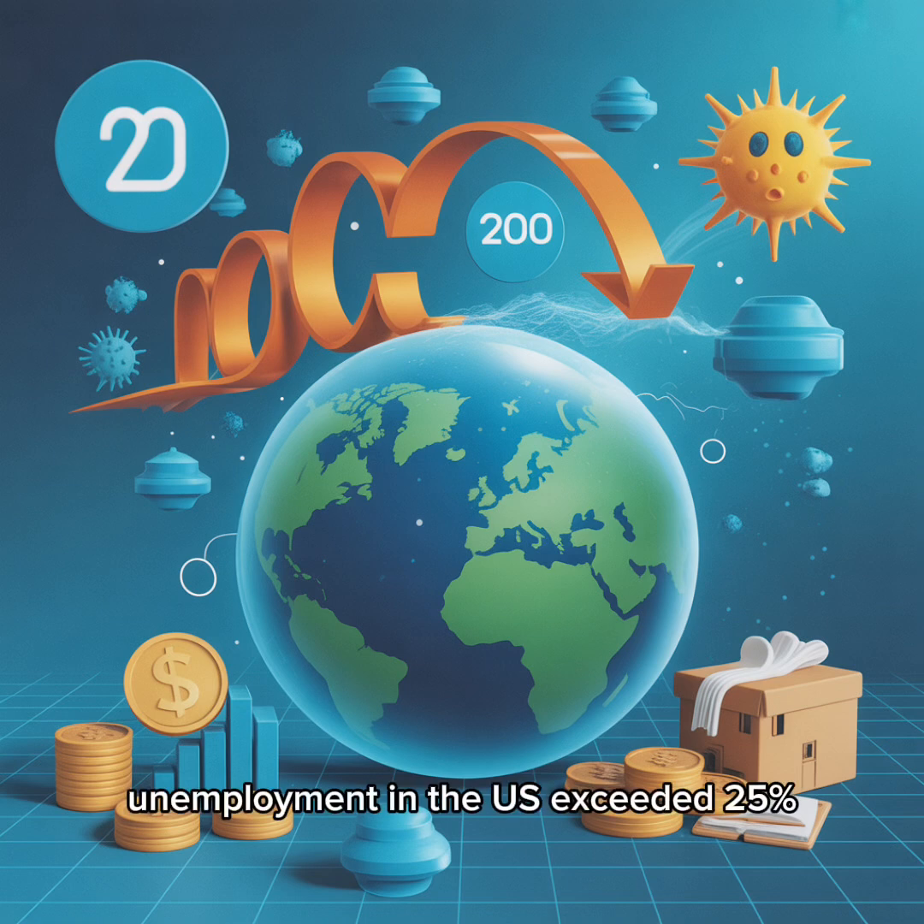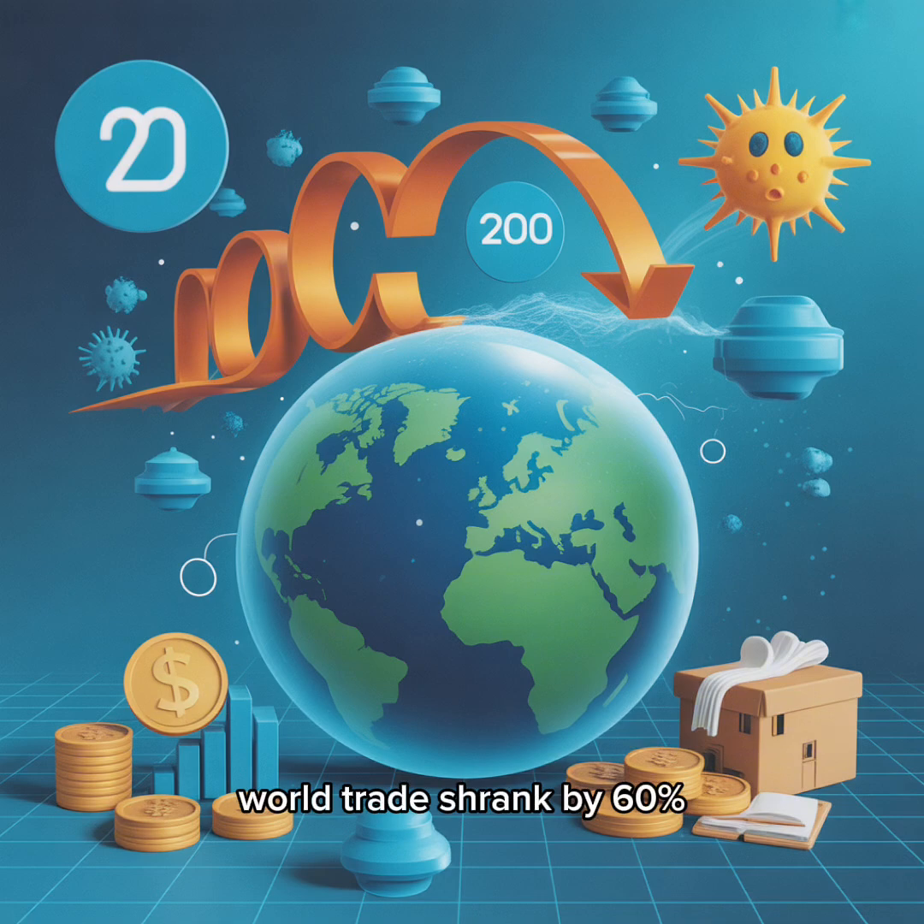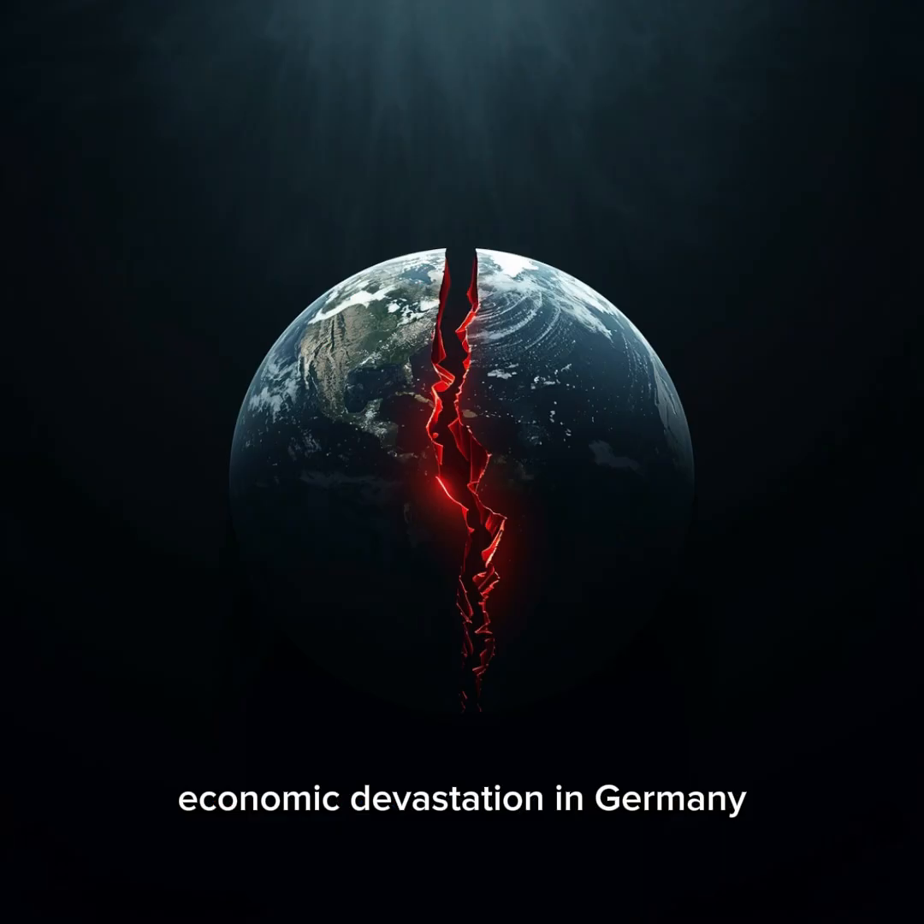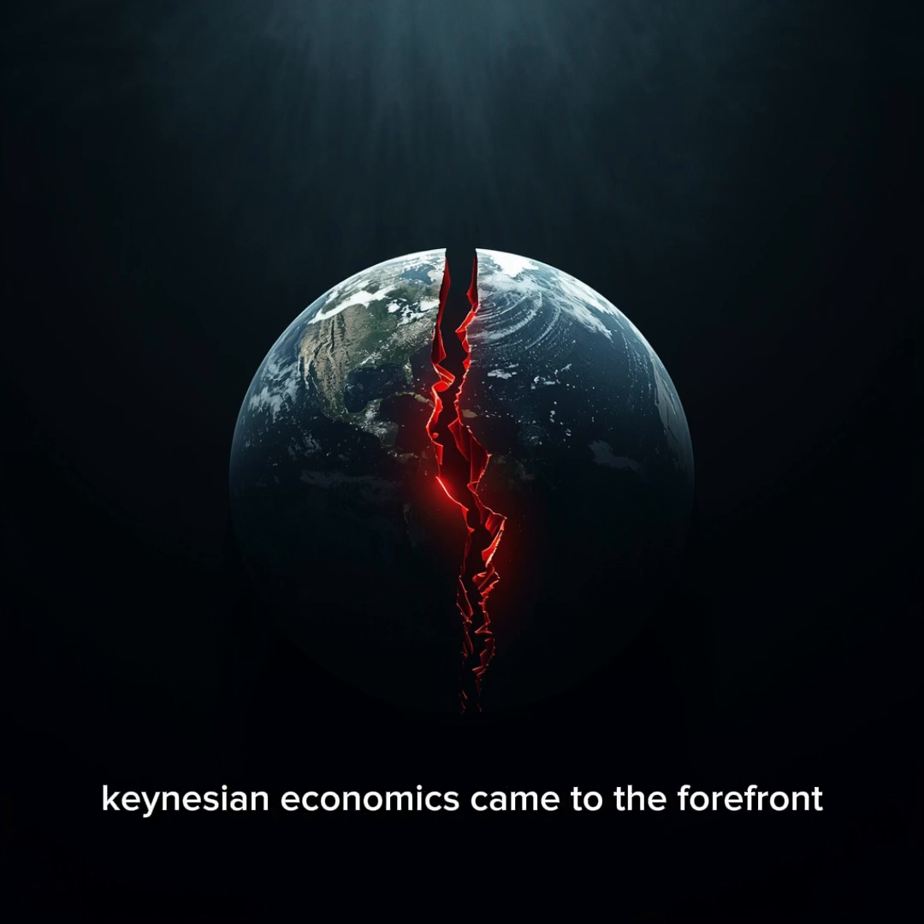Unemployment in the U.S. exceeded 25%. World trade shrank by 60%. Economic devastation in Germany paved the way for the rise of the Nazi Party. The idea of state intervention, Keynesian economics, came to the forefront.